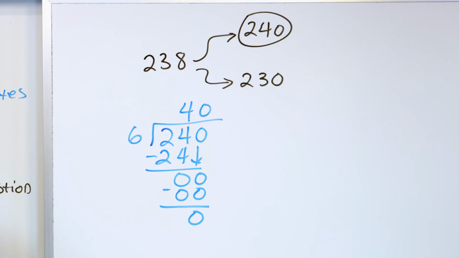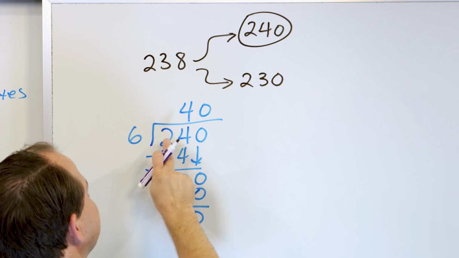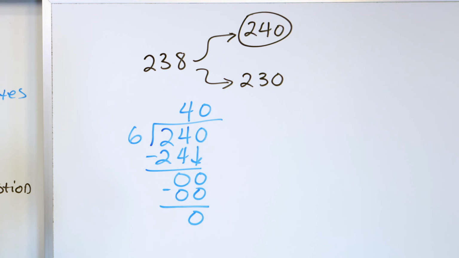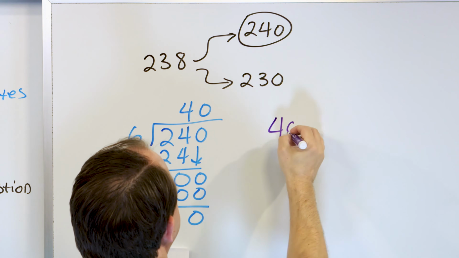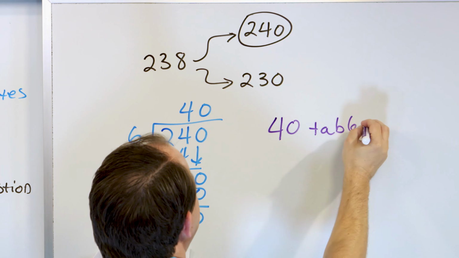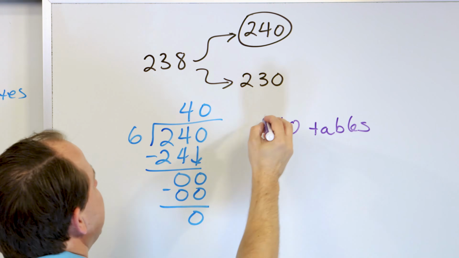All right, so the answer to this question is, when I start with a rounded estimate of guests of 240 guests and 6 people per table, then I'm going to need 40 tables. Because I have 40 groupings of 6, I'm going to need 40 tables here.